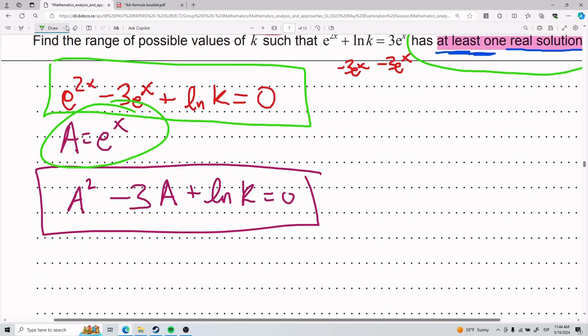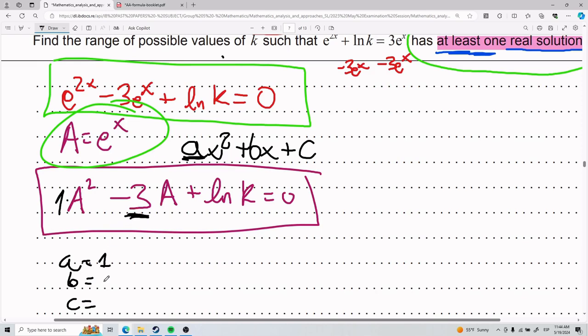And so from this step here, you can go ahead and define little a, little b, and little c. Remember that this comes from ax squared plus bx plus c. And so little a is what's in front of x squared. So in front of my x squared, in this case A squared, we have a 1 times A. So little a is going to be 1. For this next part, we have minus 3 for b. And for this next part, as crazy as it is, your c is ln k. After all, ln k is just a number.